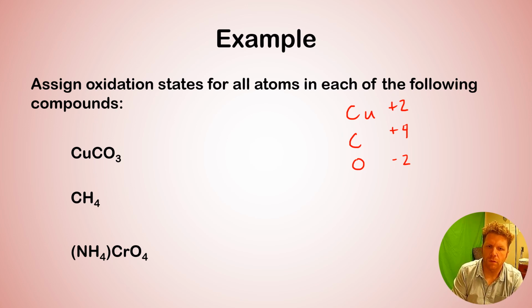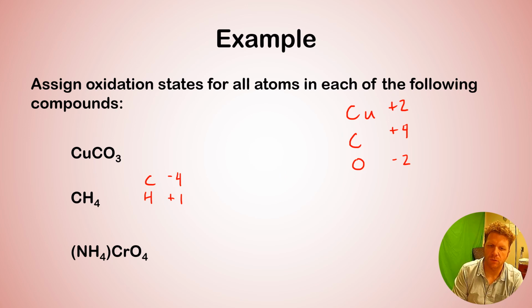All right. Now, next up, I'm going to do some more erasing. And CH4, we've got carbon and hydrogen. Well, if each hydrogen is rolling in with a +1 charge, because hydrogen is almost always +1 unless it's with a metal, and carbon is not a metal, that means that carbon has to be -4. Okay, so C and H is -4 and +1 respectively.